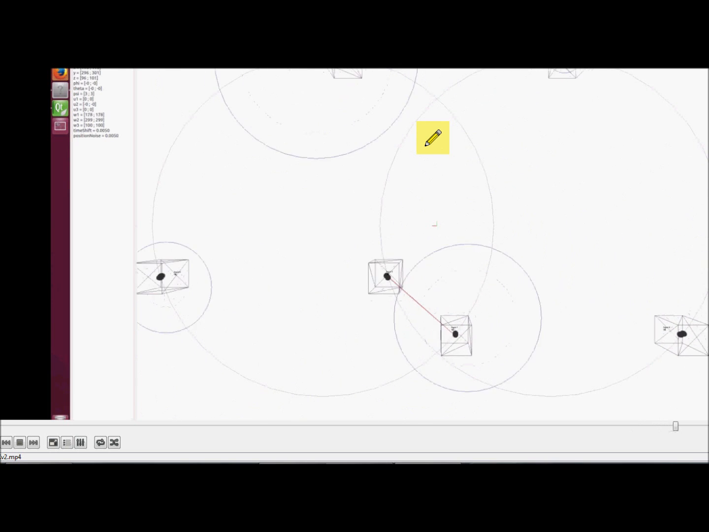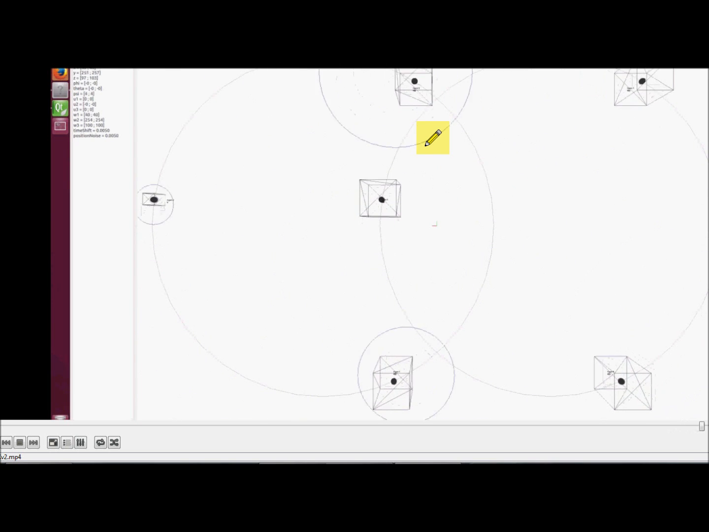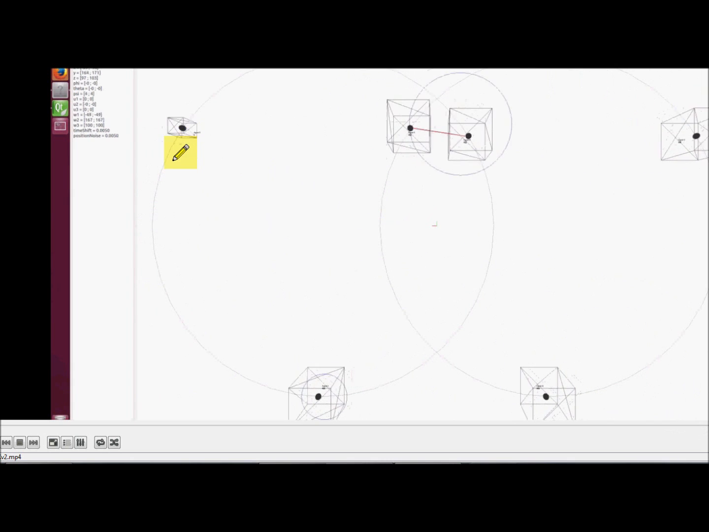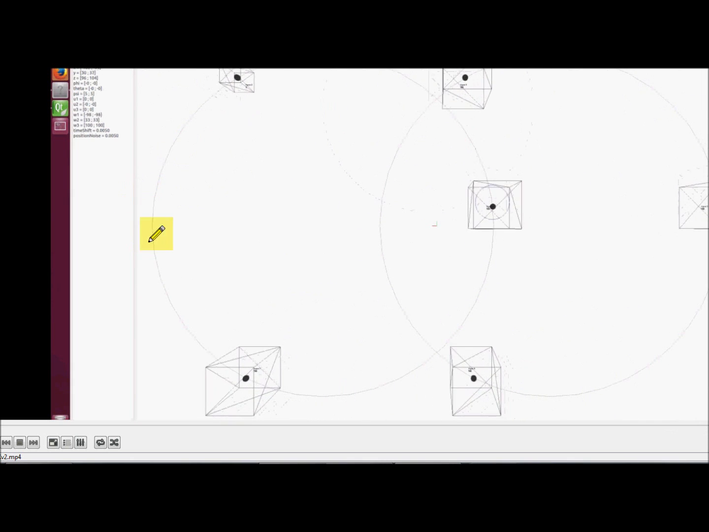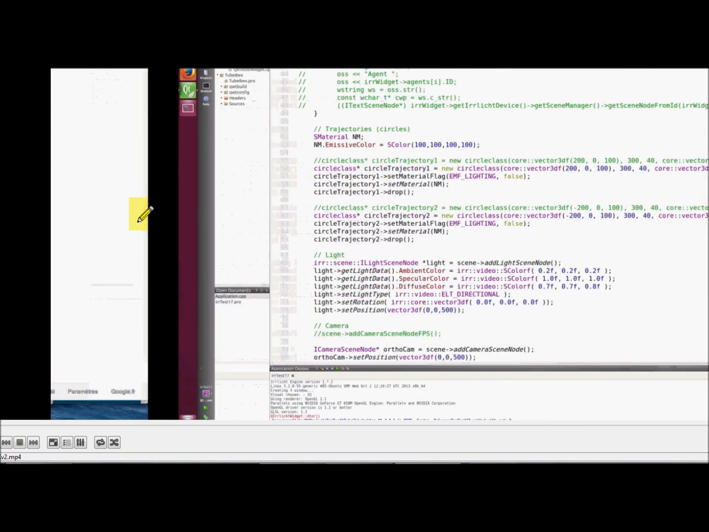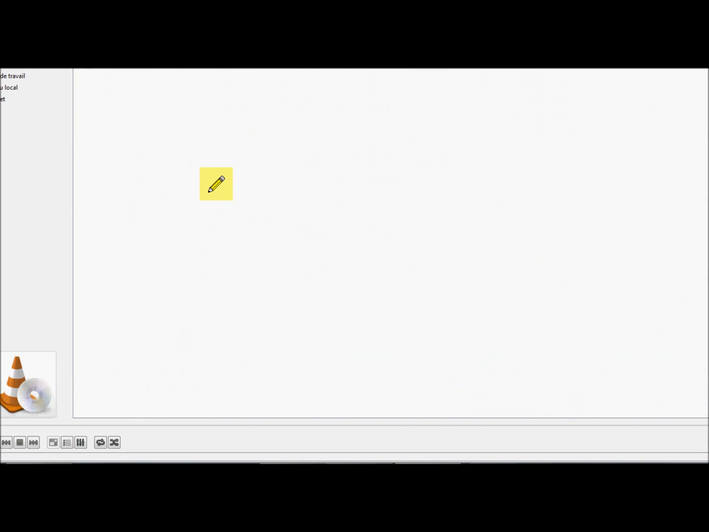As we can see, the robots on the left are able to localize thanks to some GPS, for instance, and on the right they were able to localize with respect to the robots they see on the left.